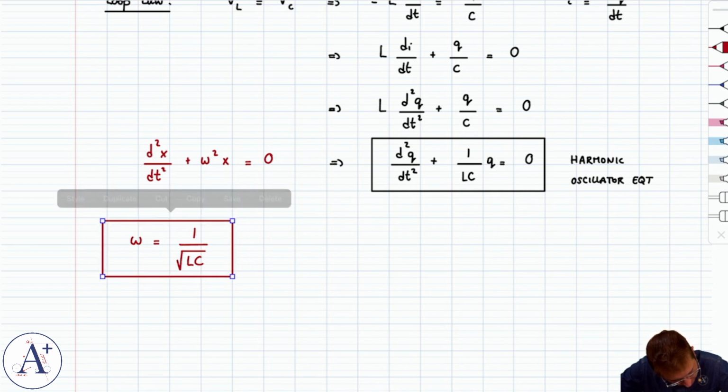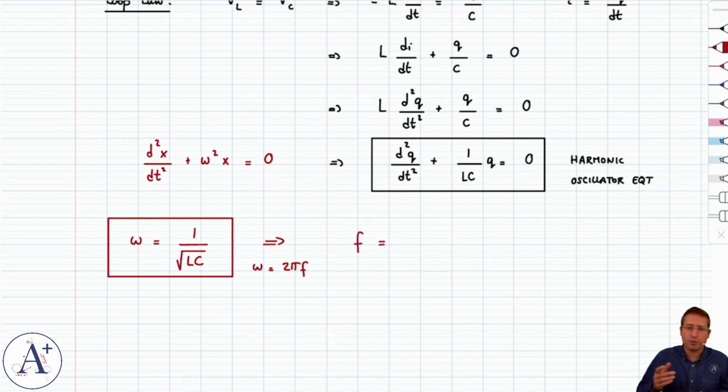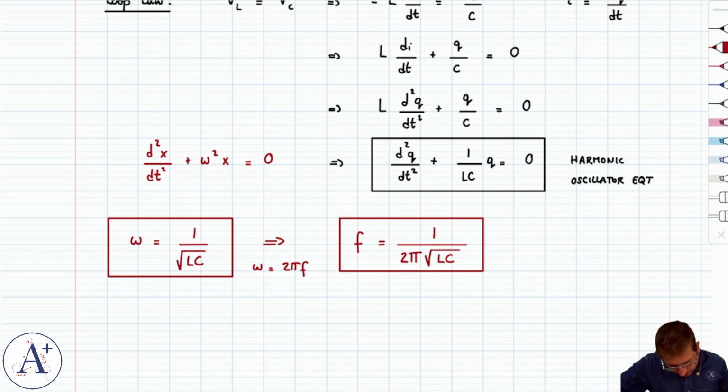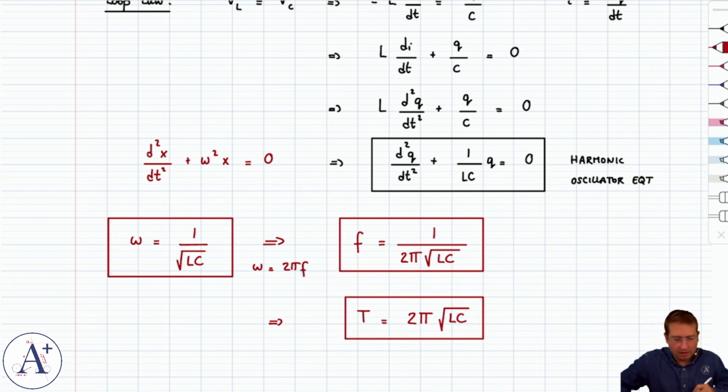And if we recall that omega is equal to 2 pi f, well, then we find that the frequency at which the charge is going to oscillate back and forth is equal to omega over 2 pi. That's 1 over 2 pi square root of LC. And of course, we can get the period from that because it's just 1 over f. So it's going to be T is 2 pi square root of LC. All right. So that's just period and frequency and angular frequency.